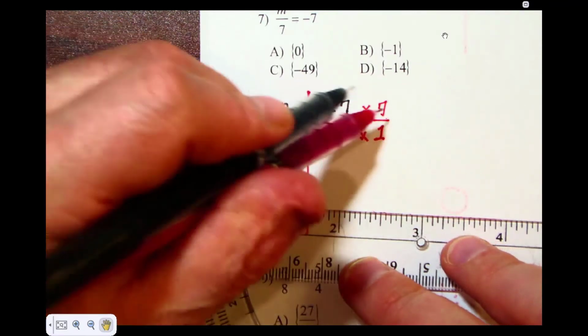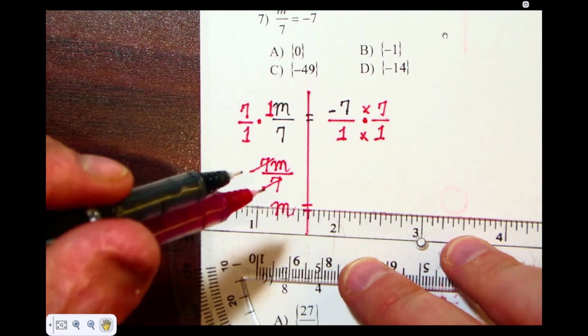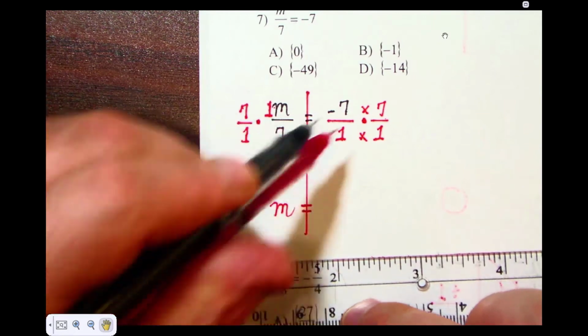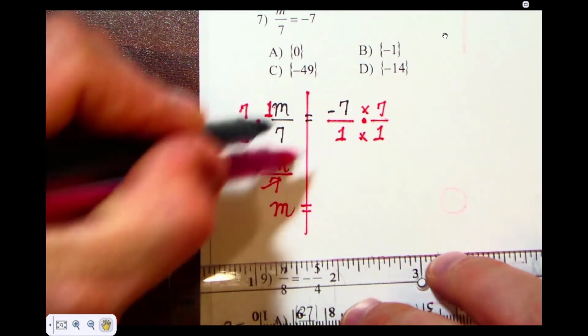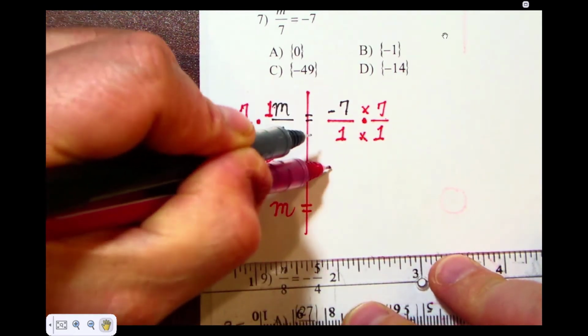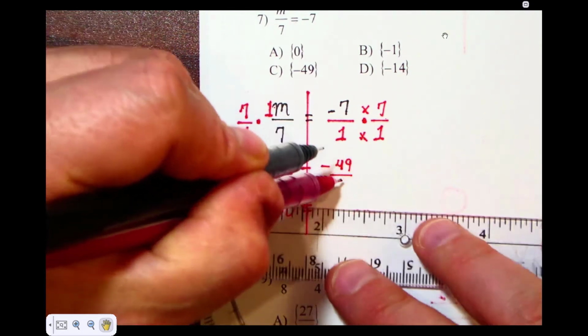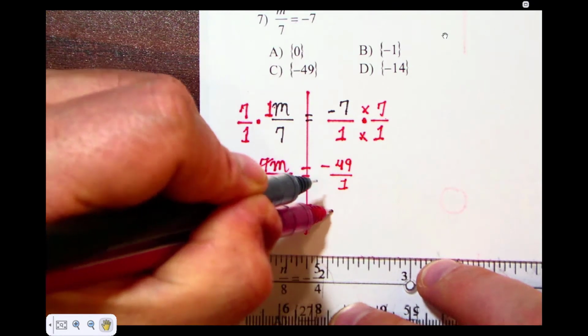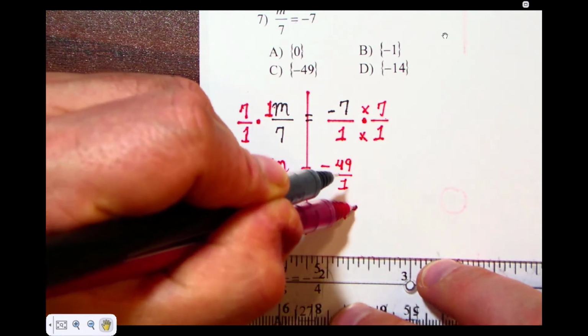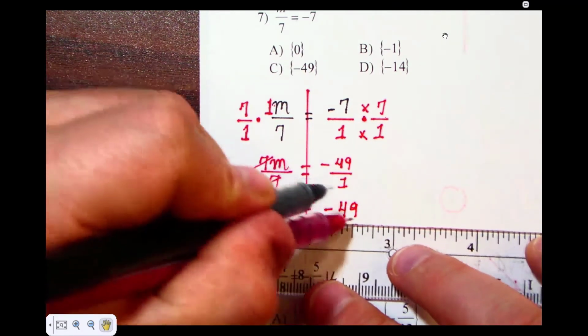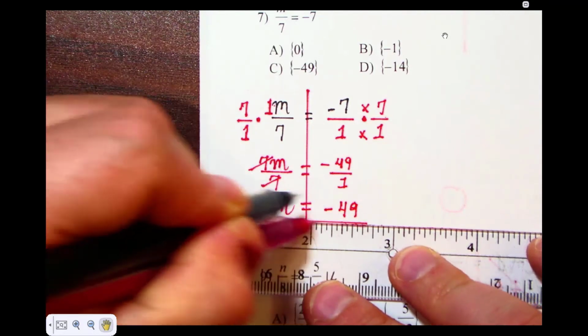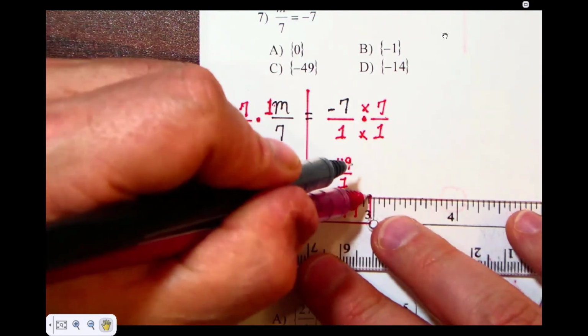Negative 7 times 7 is negative 49. That's just a math fact. You don't have to write it over 1, okay? You could write negative 49 over 1, but that's superfluous. It's just negative 49, which is what we thought before we even started showing the work.